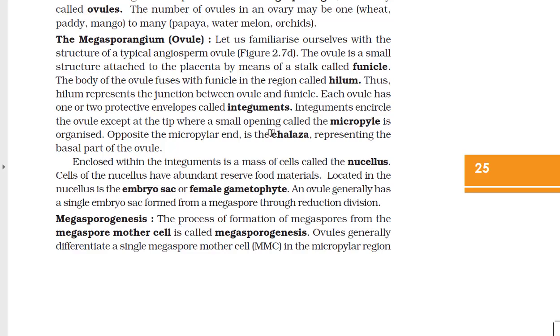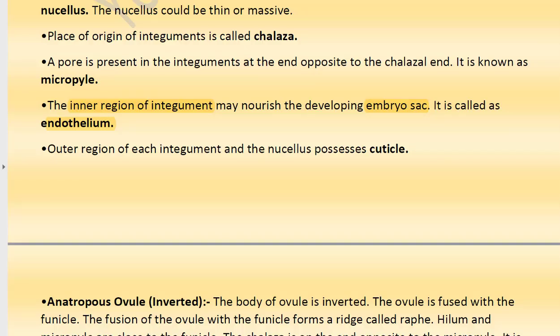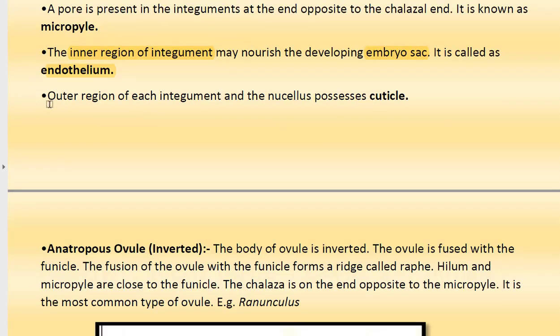You can look here in the NCERT. This line says that enclosed within the integuments, which are your protective envelopes or the foldings, is a mass of cells called the nucellus, and cells of the nucellus have abundant reserve food materials, as you saw in the notes. So they will basically help in the nourishment of your embryo sac. Understood. The next point says that the outer region of each integument, or the protective layer, and the nucellus possesses cuticle. Cuticle is basically the waxy coating or protective layer that helps to protect the layers of your ovules. Understood?